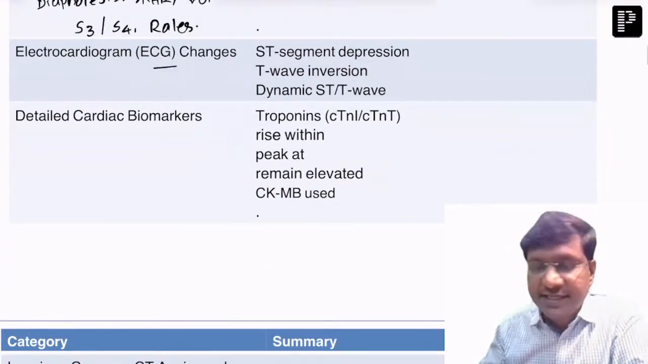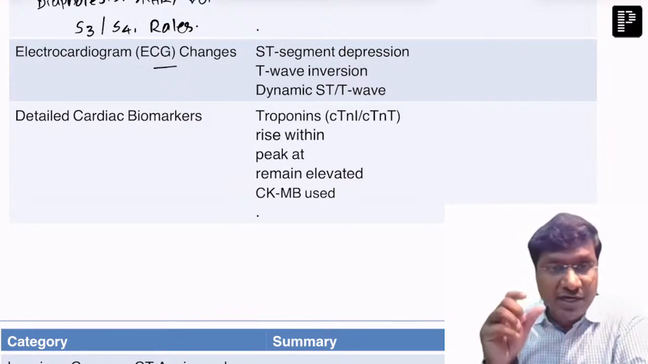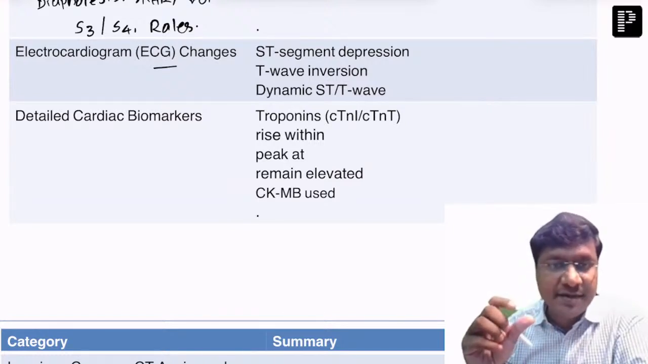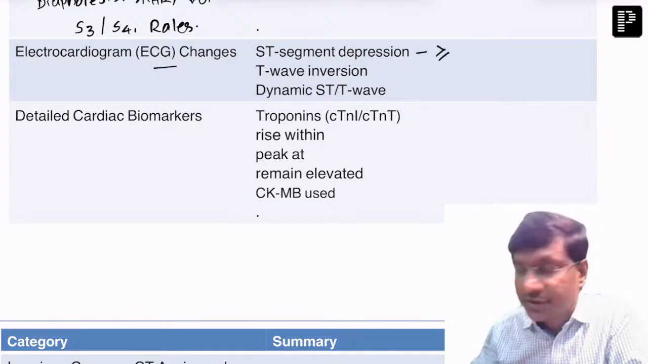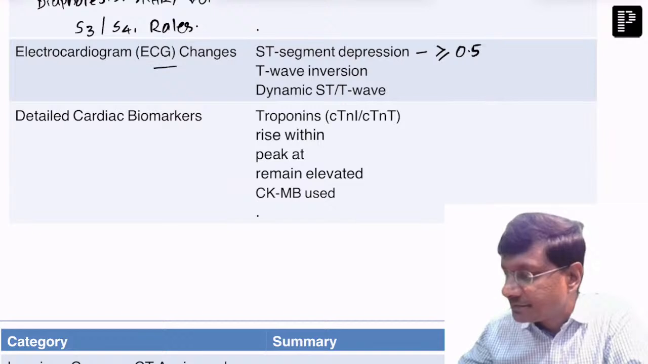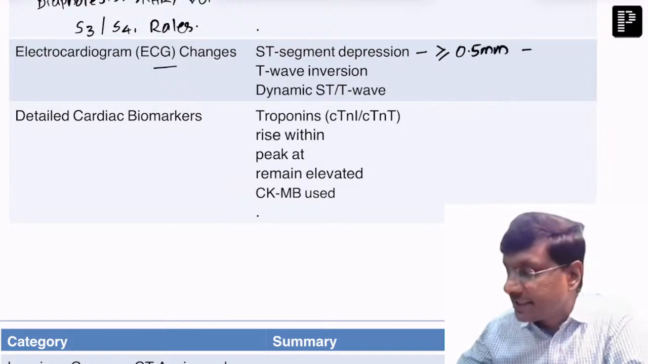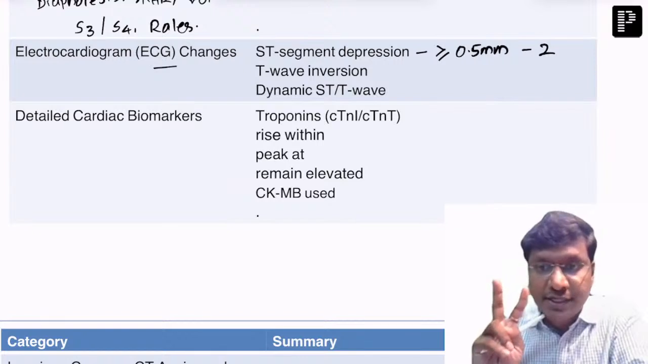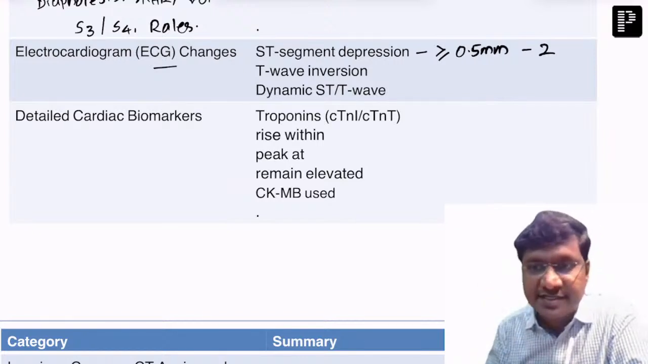Now, in the ECG, what have we discussed? There will be ST segment depression. How much should that ST segment depression be in case of NSTEMI? The ST segment depression should be more than or equal to 0.5 mm, and that should be in two contiguous leads. That is the criteria for the ST segment depression.